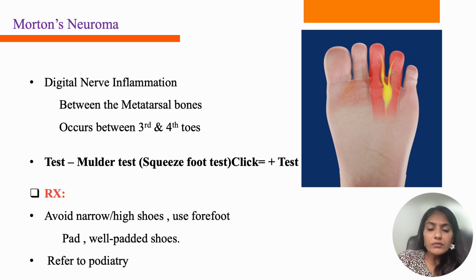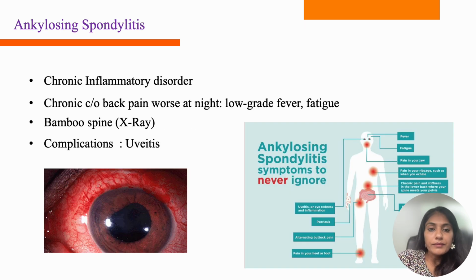Okay, what is the choice of treatment? Here also you're gonna refer this patient to podiatry. The other sign and symptoms they're gonna have are pain that gets worse with walking, and they would have plantar foot pain. Okay, Mulder test positive. Choice of treatment is you tell them, avoid narrow high shoes, use a forefoot pad, wear well-fitting shoes, and also refer that patient to podiatry.